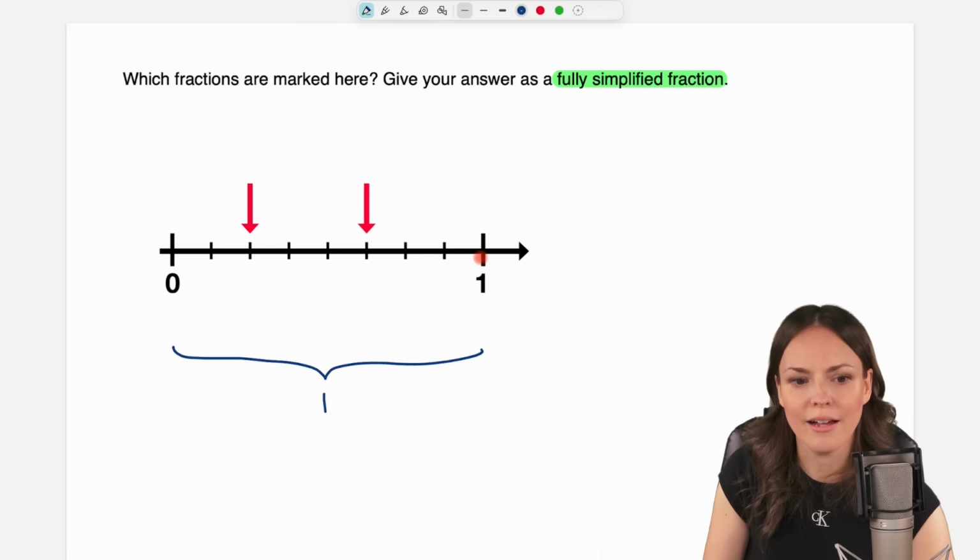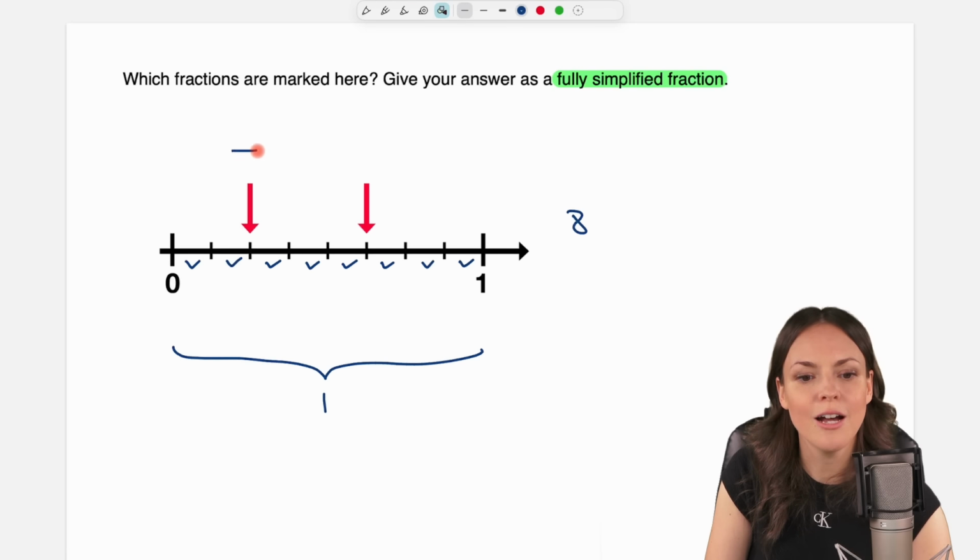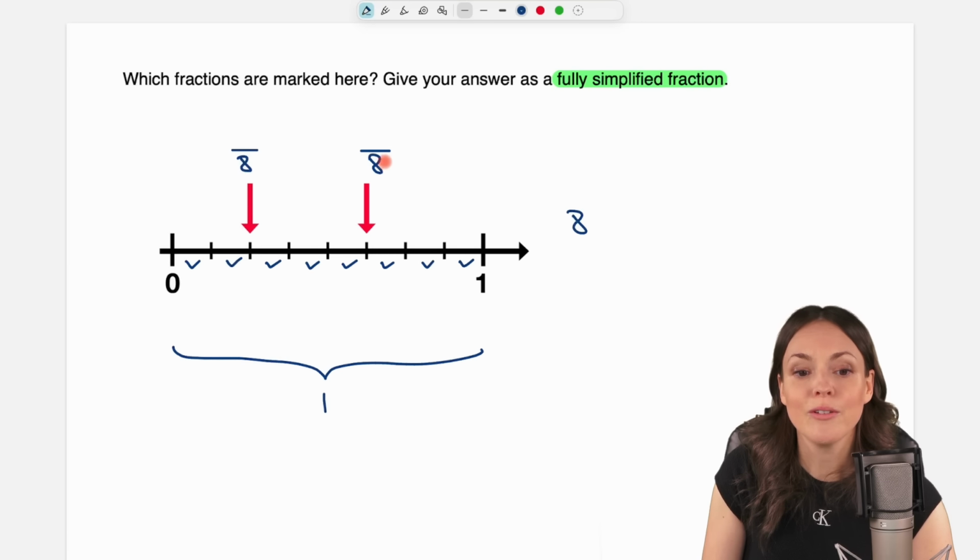How many do we have? We have 1, 2, 3, 4, 5, 6, 7, 8. So 8 steps from here to here. And this 8 is already the denominator of our fractions. So we take the 8 and write it down here and write it down here. Okay, how do we find the numerator now?